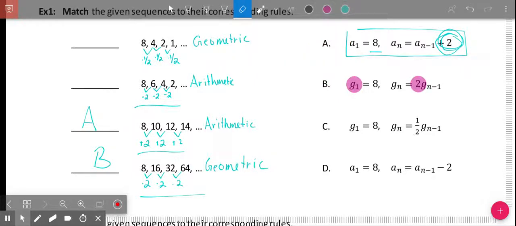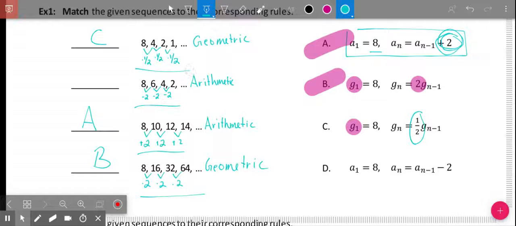So that gets rid of A and B. The next one is also geometric. Well, the only other one that we have that's geometric is the first one. So that's going to be C. And if we look at this, the common ratio that we're using is 1/2. Well, if you look at this, 1/2 is our common ratio there. So see how everything kind of matches up? Well, not kind of, it does match up.